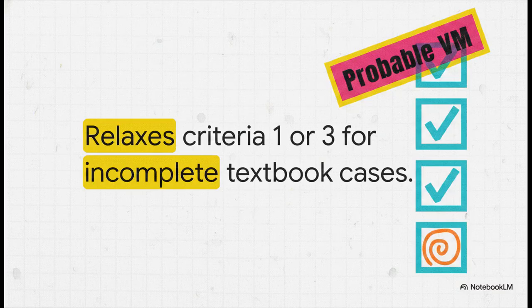But hey, what happens when a patient doesn't perfectly check every single box? If your patient meets only 3 of the 4 full criteria, the probable VM label becomes an incredibly useful framework. It relaxes either criteria 1, the total episode count, or criteria 3, the migraine feature frequency. This gives you a fantastic way to appropriately manage patients who are clearly on the vestibular migraine spectrum but just fall shy of that rigid textbook definition.